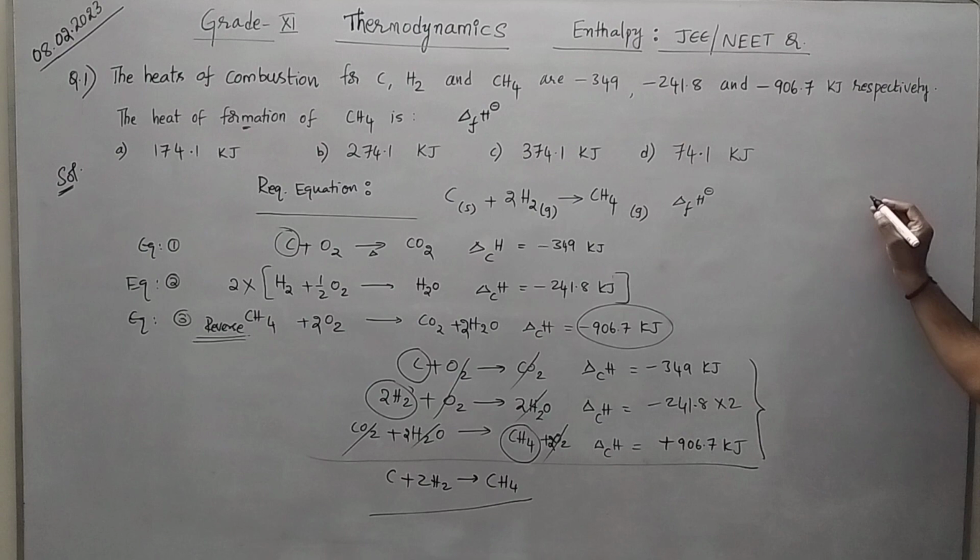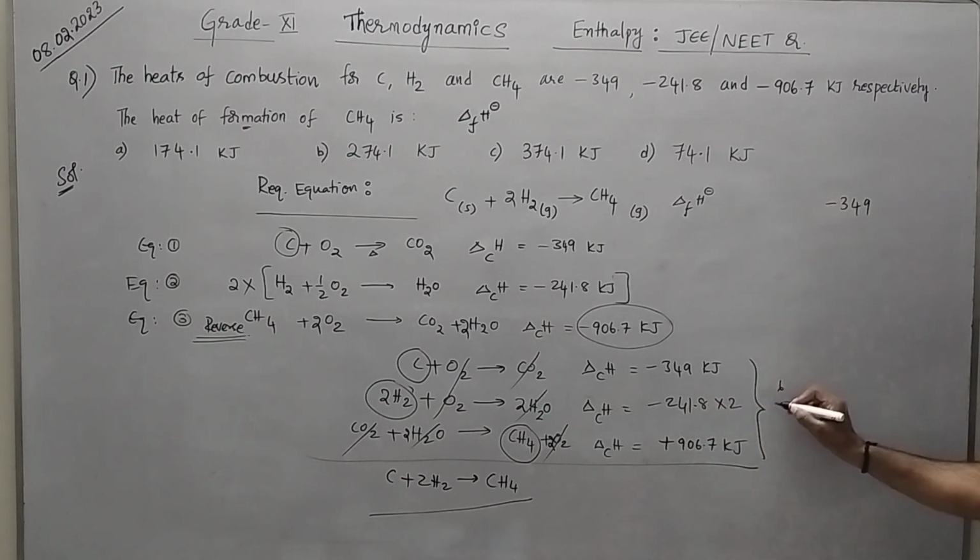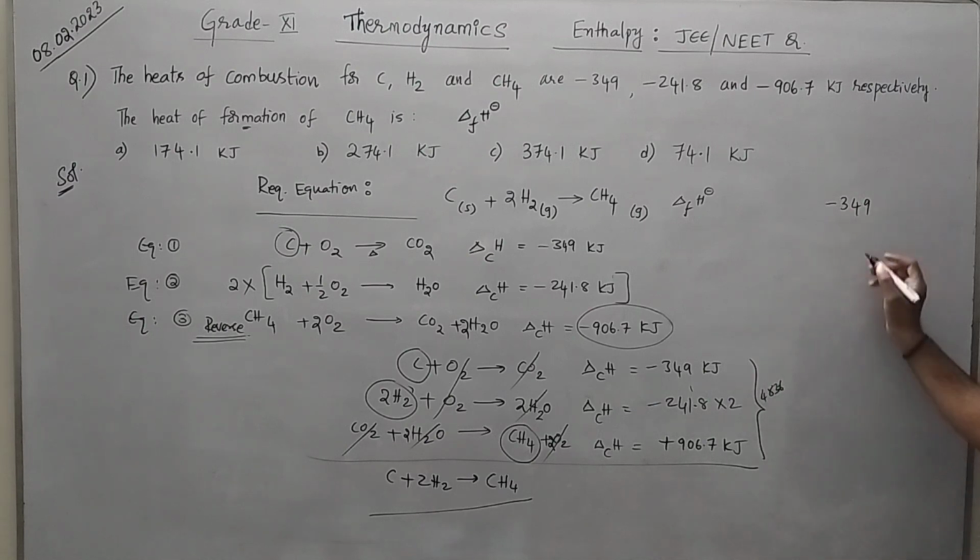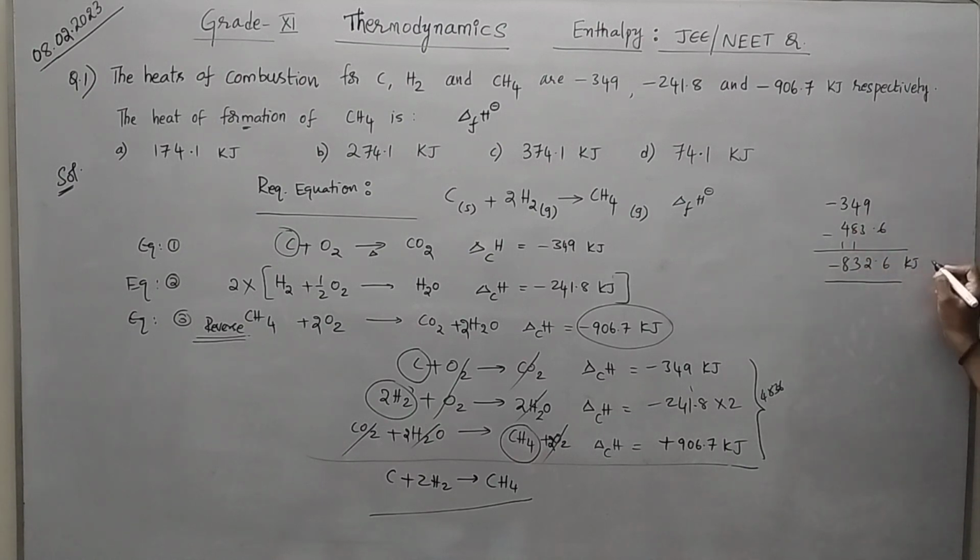First you take minus 349. Now 483.6 for the hydrogen term, which is 241.8 into 2. So both are in minus and this is plus, hence first add this: we get minus 832.6 kilojoules. So we have plus 906.7. So let us find out the answer here.